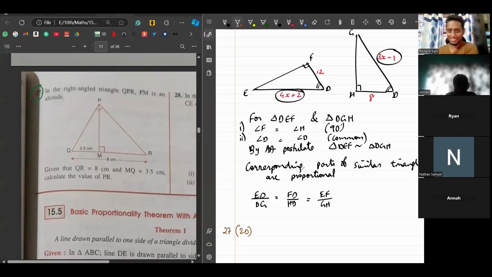Okay, what was X in this first question? 7. X is 7. Did you all get that? Ryan, Nathan, 7. Anna? I got 4/3. Just take a photo and send. Once you get the value of X, then you found the two sides. What are the sides? 20 and 30. This is 30, and this is 20.